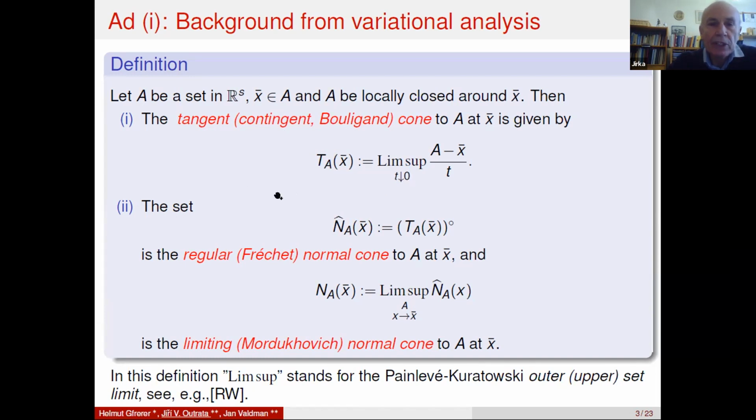And since we are in finite dimensions, the regular normal cone to A at x bar is nothing else than the negative polar of the tangent cone. And finally, this limiting procedure here defines the so-called limiting or Mordukhovich normal cone to A at x bar.